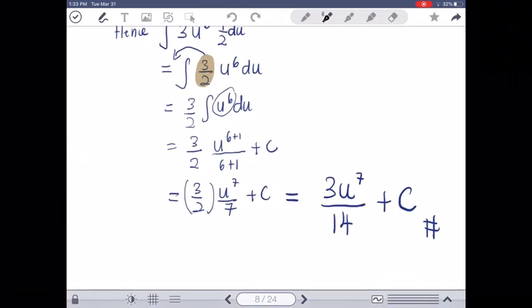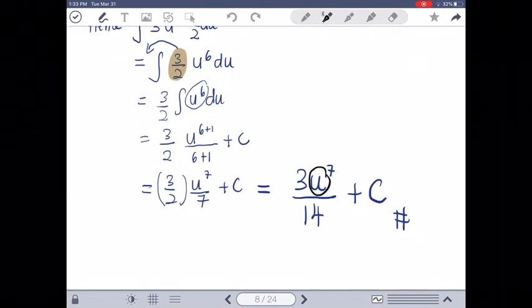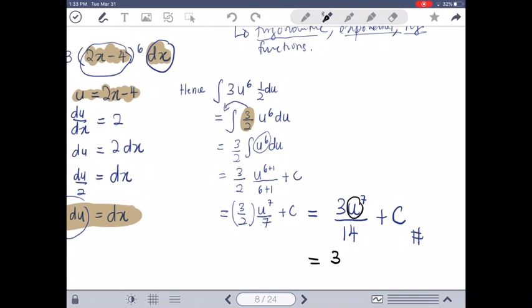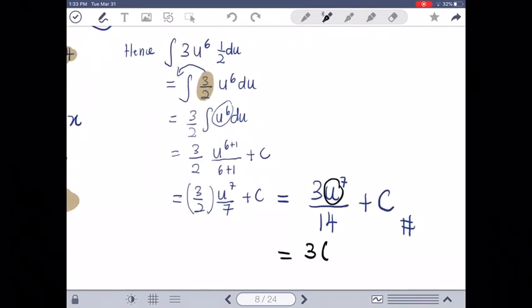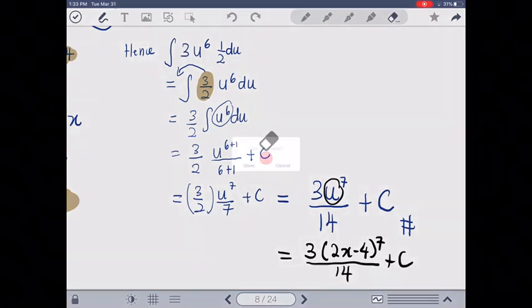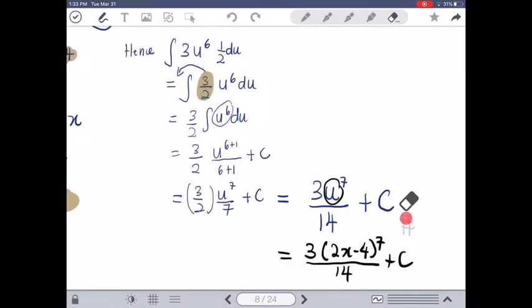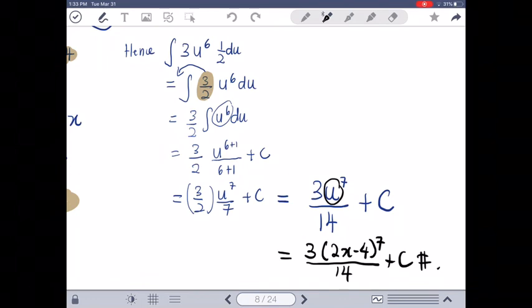Don't forget to change u back, so it becomes 3. So u is just equals to 2x minus 4 to the power of 7 over 14 plus c. This should be your final answer.